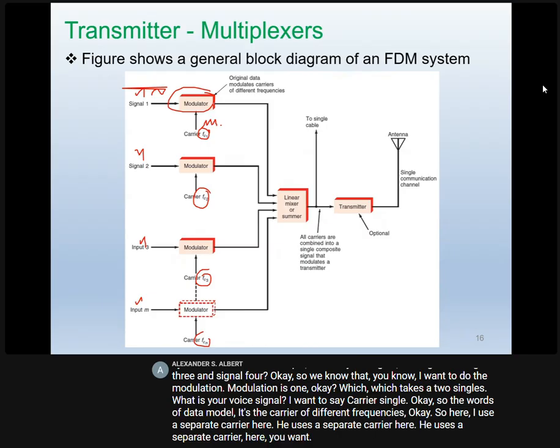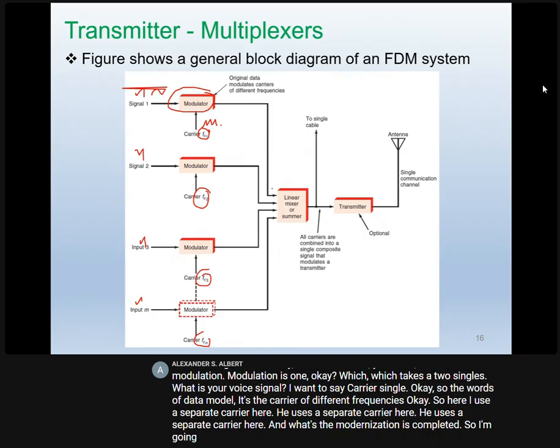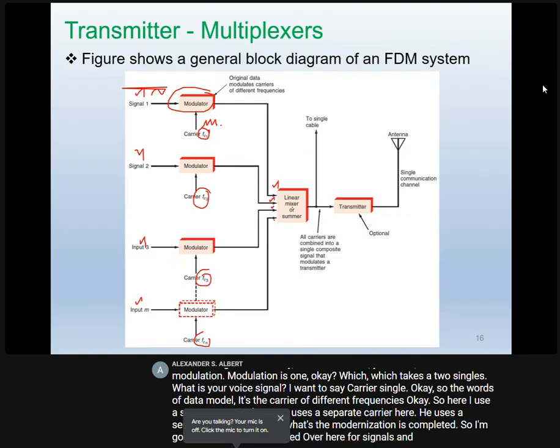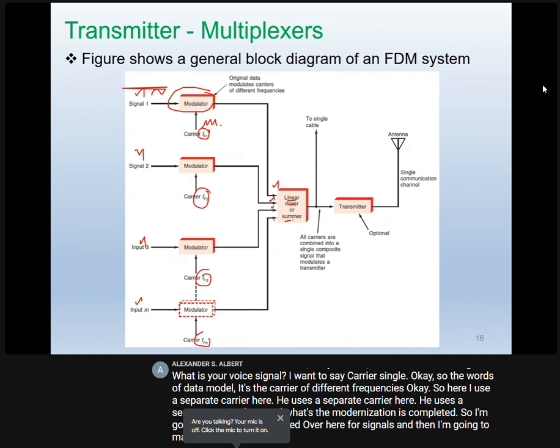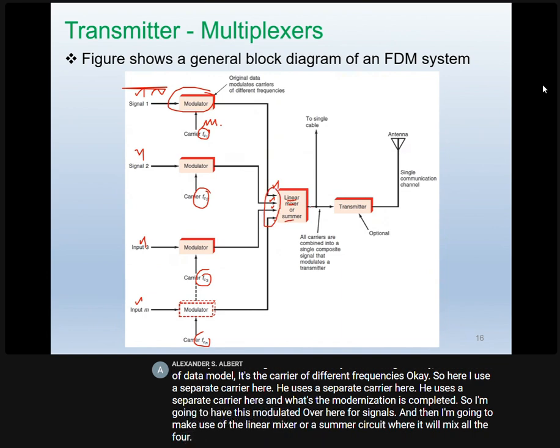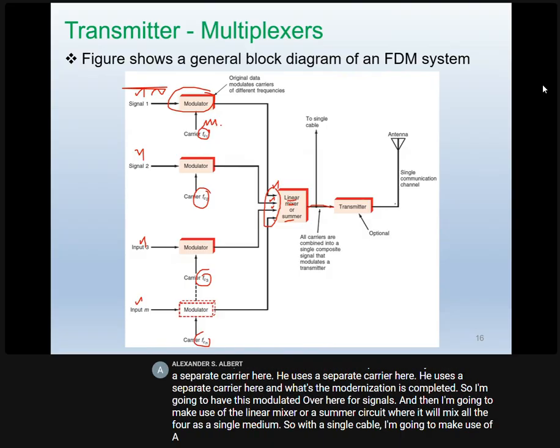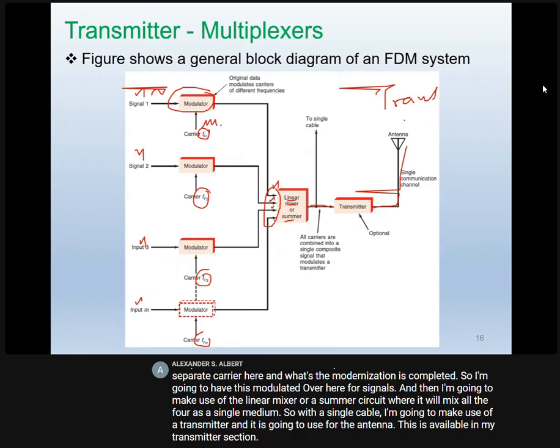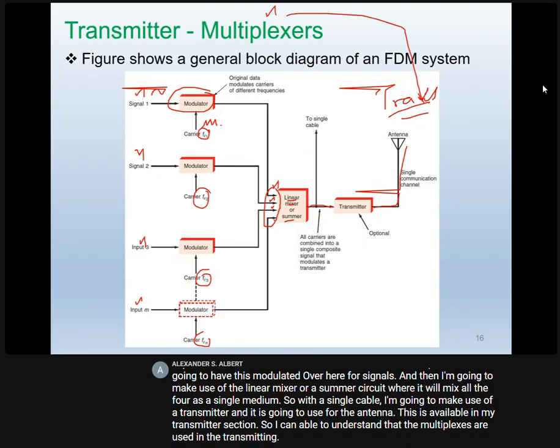Once the modulation is completed, I have the four modulated signals over here. Then I make use of a linear mixer or a summer circuit, which will mix all four into a single medium. With a single cable, I make use of a transmitter, which feeds the antenna. This is available in my transmitter section. So we can understand that the multiplexers are used in the transmitting medium.